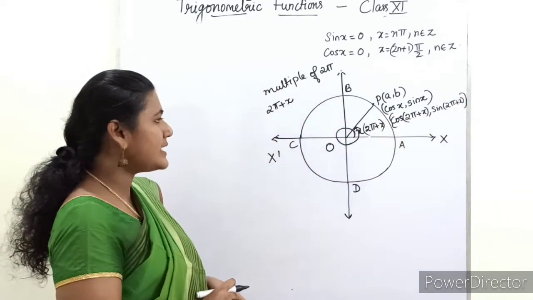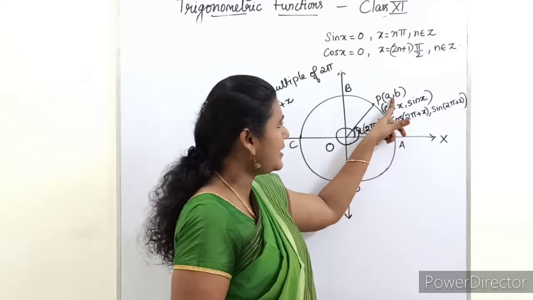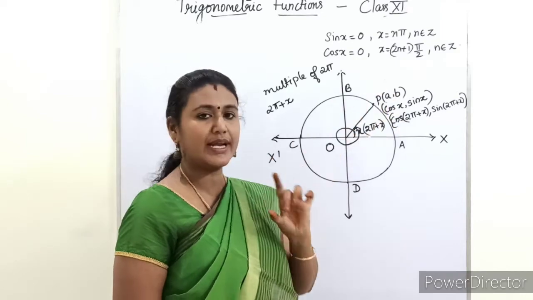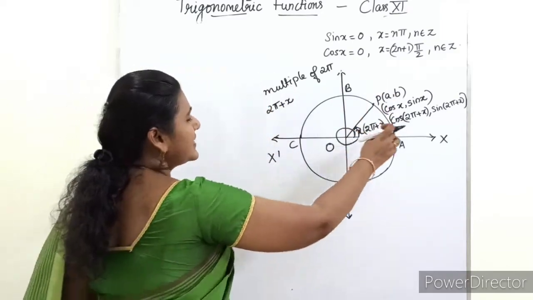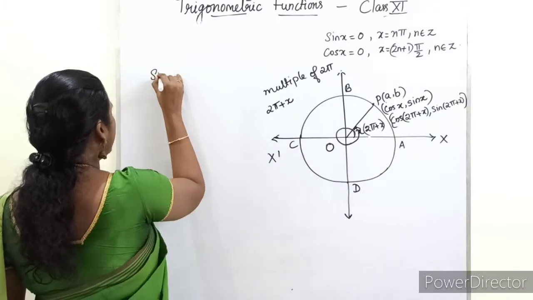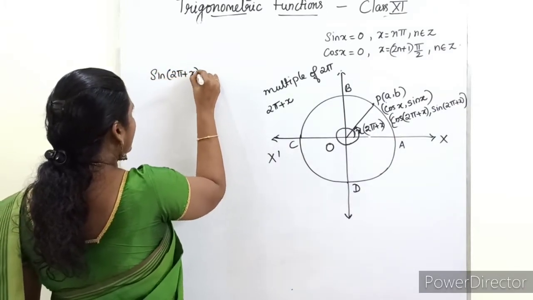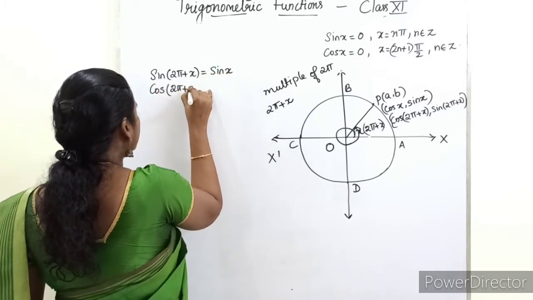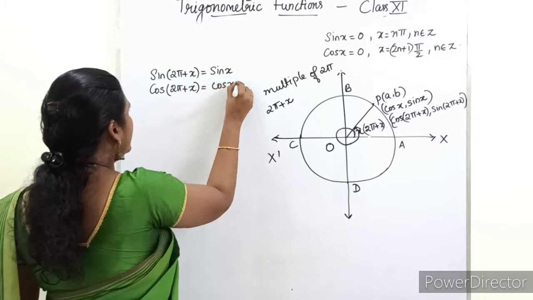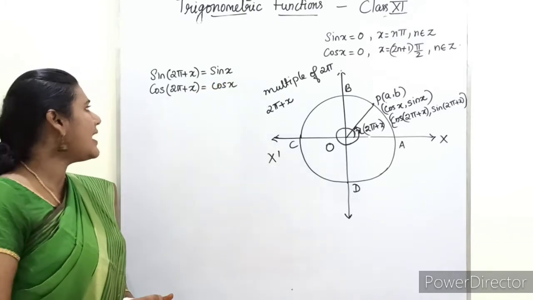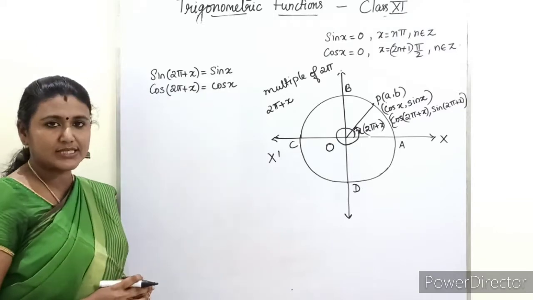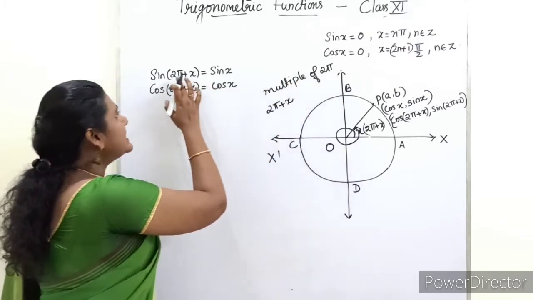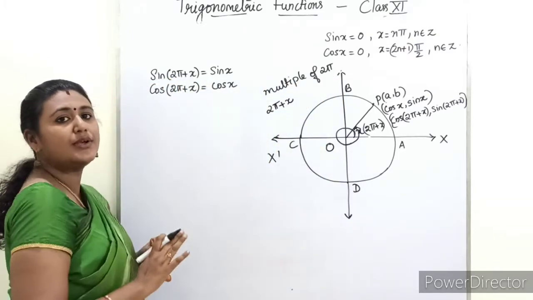So here, if you see, these two coordinates represent the same point. From this we are going to get another important property. We can equate the x coordinate and y coordinate, so we will get sin 2 pi plus x is equal to sin x and cos 2 pi plus x is equal to cos x. That is, if x increases by a multiple of 2 pi, sin and cos functions will not change.